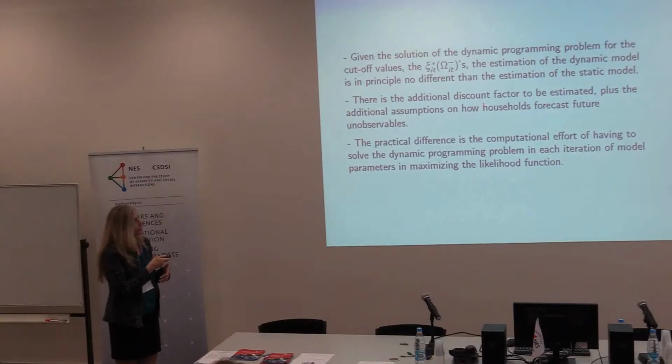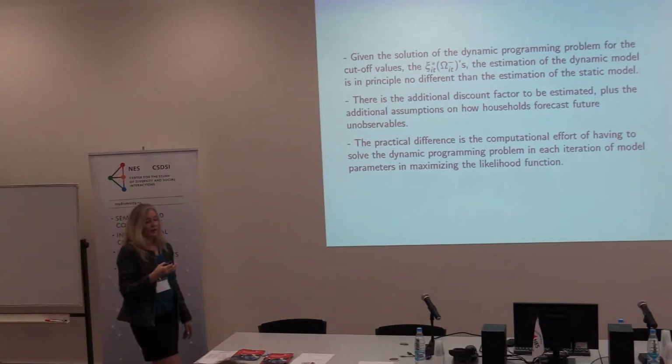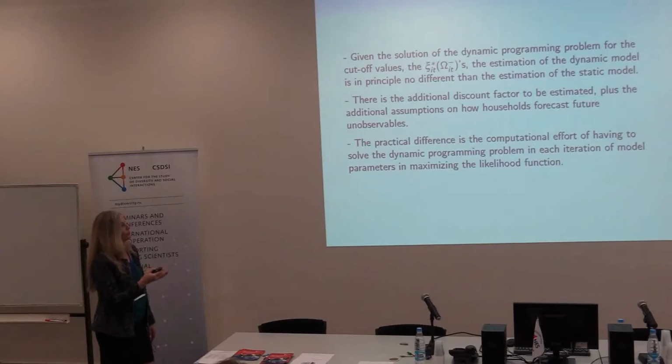But otherwise, the estimation approach is no different from the static model in terms of how you set up the likelihood, and there's only one extra parameter versus the static model. And that one extra parameter is the discount factor. Okay, and also we have these assumptions about how people form expectations about future unobservables. The normality, that we assume the IID. That you don't have serial correlation here. But there is a difference in computational effort here.